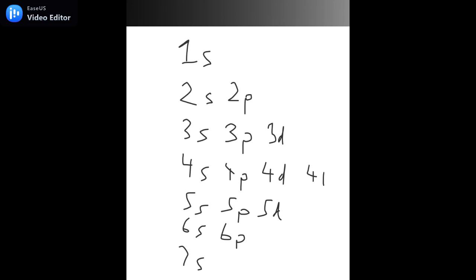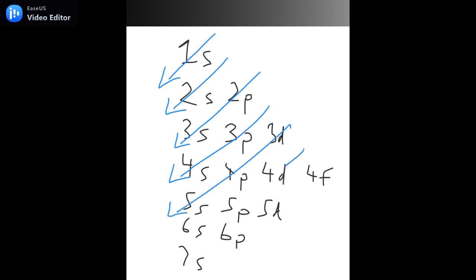Now, which orbital will fill first? For that, the trick is that we'll draw diagonals and then we'll find the order. So the first diagonal is like this. So this is the order. First, there is 1s, then 2s, then 2p, then 3s, then 3p, then 4s, then 3d, then 4p, then 5s, and it goes on.